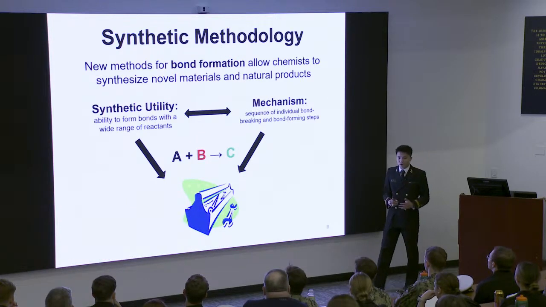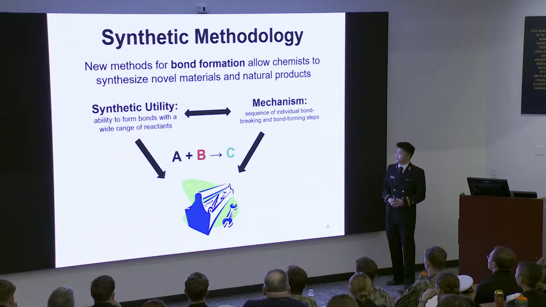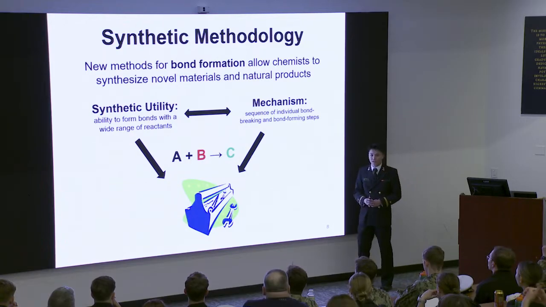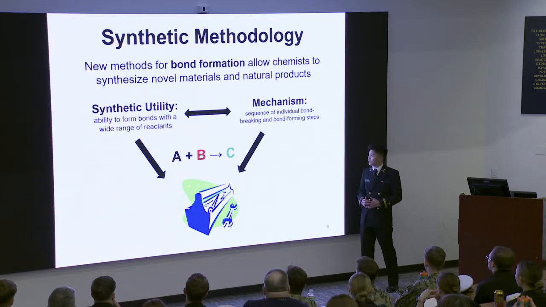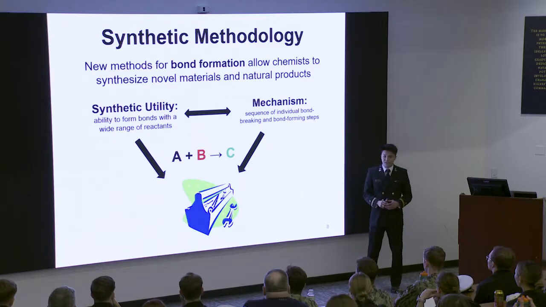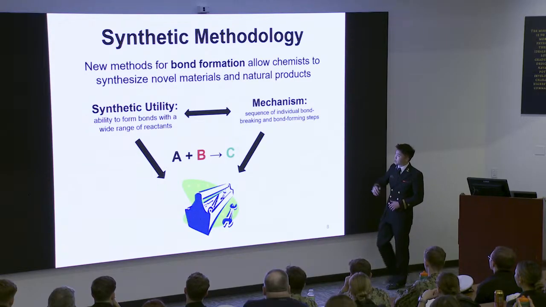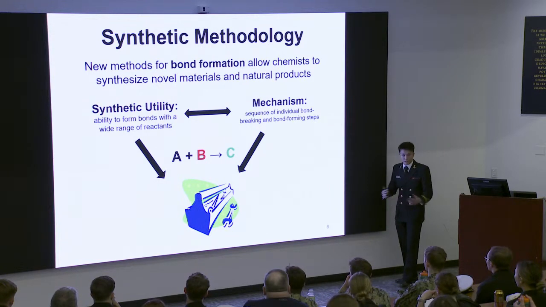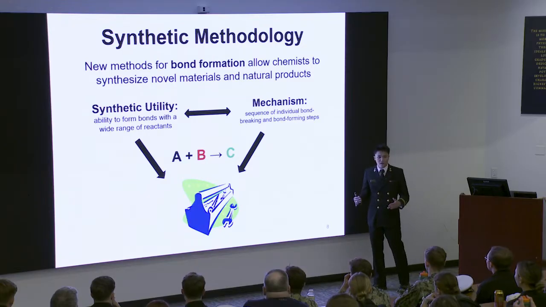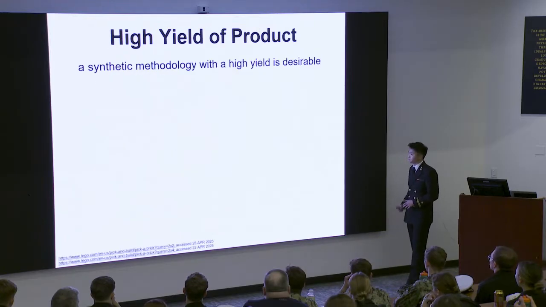A consistent, high-yielding reaction capable of forming a specific bond is known as a synthetic methodology. Synthetic methodologies make up the bond-forming toolbox that chemists can utilize to create specific compounds with real-world applications. The best tools are capable of forming bonds from a wide range of reactants. This is known as synthetic utility. Chemists can improve synthetic utility by understanding the sequence of individual bond-breaking and bond-forming steps, which is known as the mechanism. Some of the best tools in the toolbox, or methodologies, are capable of forming the desired product in high yields without any undesired side product formation.